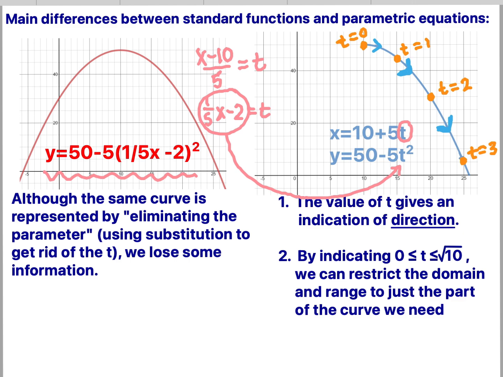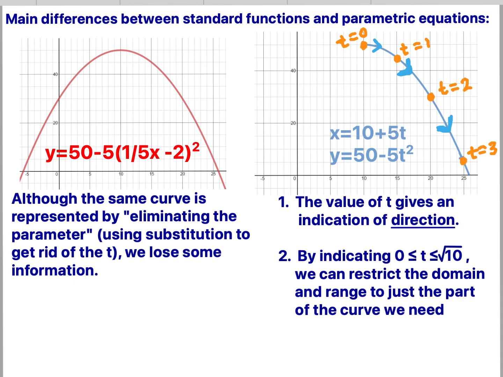T is the parameter. It might be a simpler way to write the equation, but we do lose a little bit of information. First of all, we lose the element of time. I could not tell you what's happening at time equals 2 seconds anymore. I also lose that directionality. I wouldn't know if the car was traveling this way or this way because I've lost that time element.